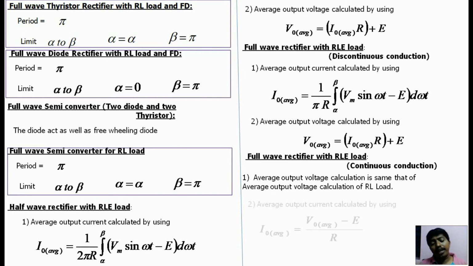Second step, we find the average output current by using this formula. I naught average is equal to V naught average minus E by R. If it is a continuous conduction, you may use this procedure. Remember these procedures for RLE load. If you remember this concept, we can solve any type of questions. Okay, let me solve a problem.